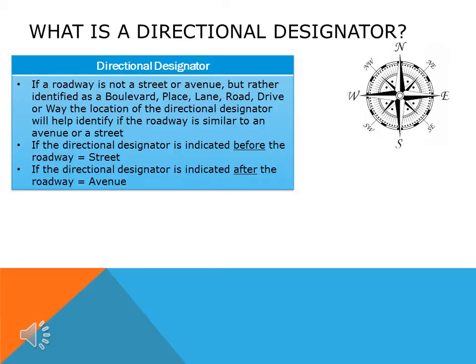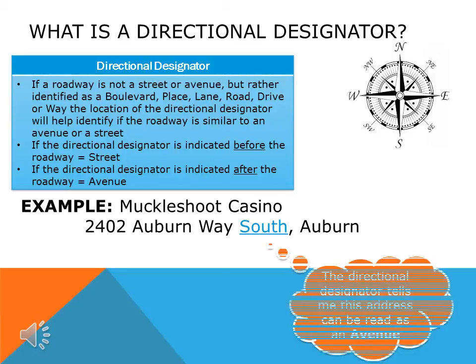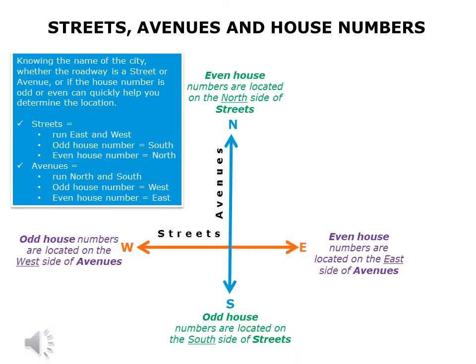Let's try the example given for the Muckleshoot Casino. The address reads 2402 Auburn Way South, Auburn. Because the south is indicated after the roadway, this tells me that the address can be read as an avenue. Knowing the name of the city, whether the roadway is a street or avenue, or if the house number is odd or even, can quickly help you determine the location.